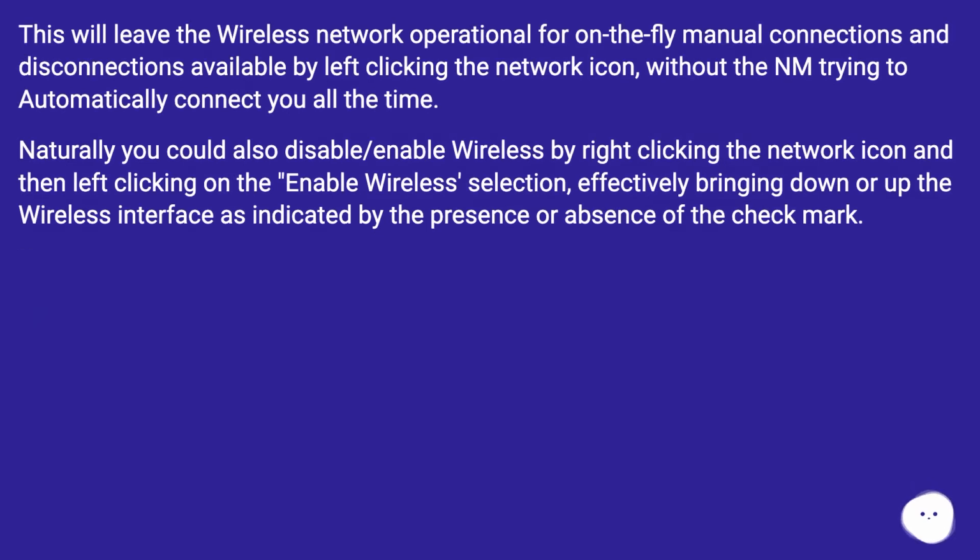This will leave the wireless network operational for on-the-fly manual connections and disconnections available by left-clicking the network icon, without the NM trying to automatically connect you all the time. Naturally, you could also disable/enable wireless by right-clicking the network icon and then left-clicking on the Enable Wireless selection, effectively bringing down or up the wireless interface as indicated by the presence or absence of the check mark.